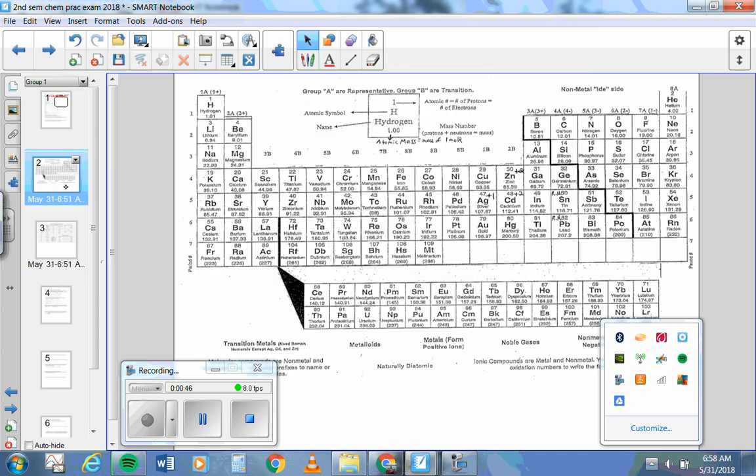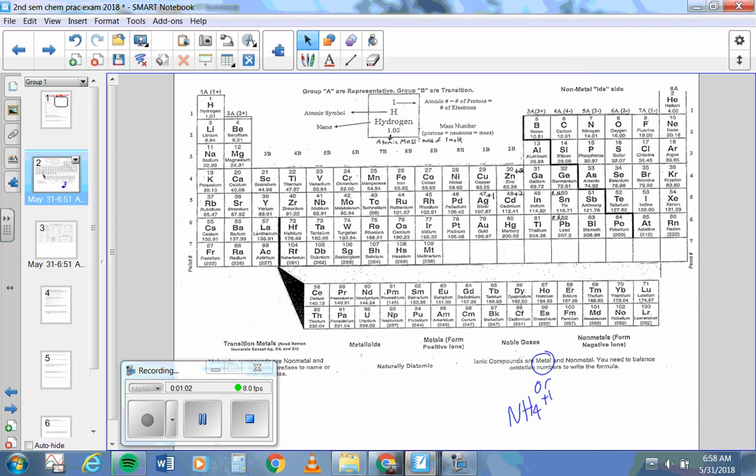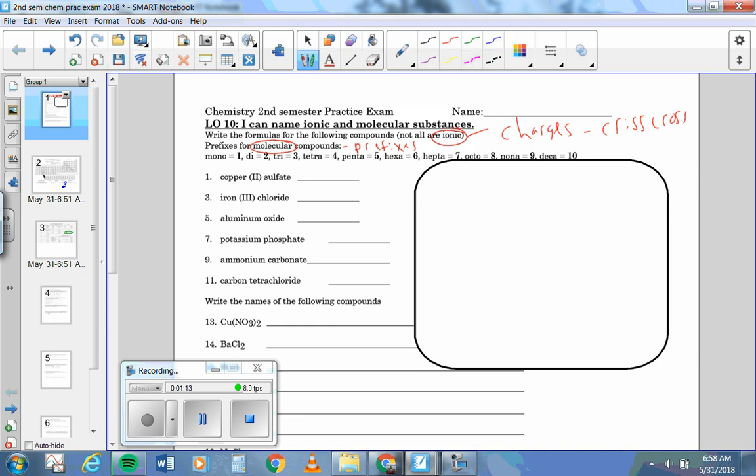How do you know ionics? Well, the ionics will have a metal, or they're going to have that one on the back called ammonium, which is a +1. So let's just go through, and if I can figure out which ones are ionic, I might know which ones need to be crossed. Starts with a metal, ionic, metal, ionic, metal, ionic. How about potassium? It's also a metal, ionic. Ammonium is that one, it's NH4, it's ionic.